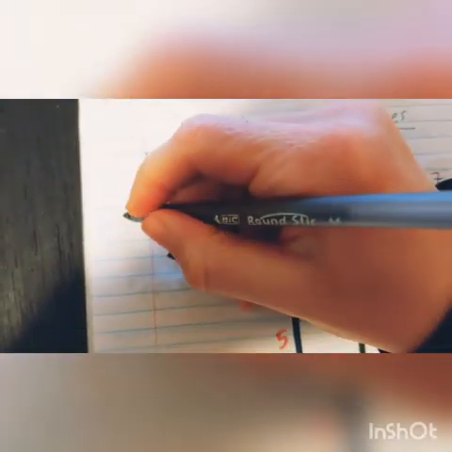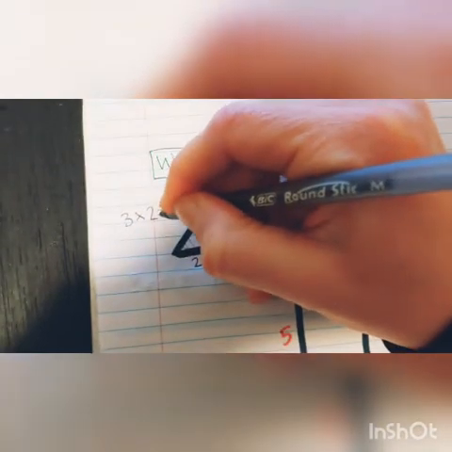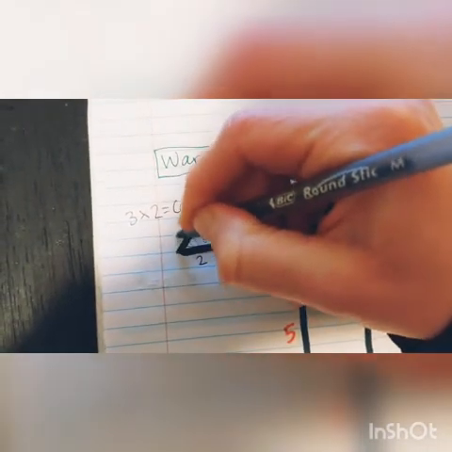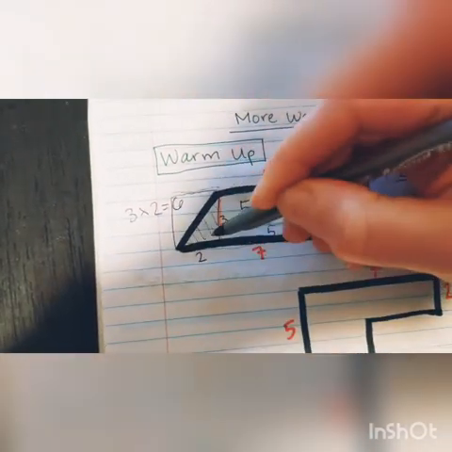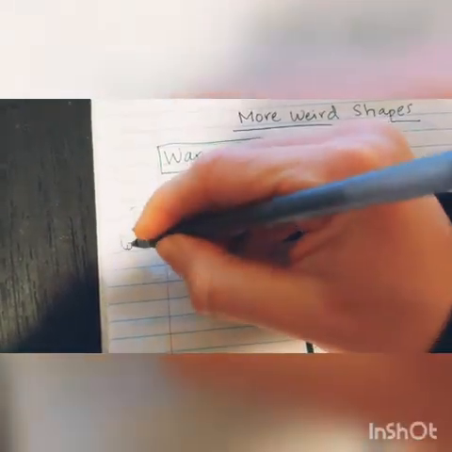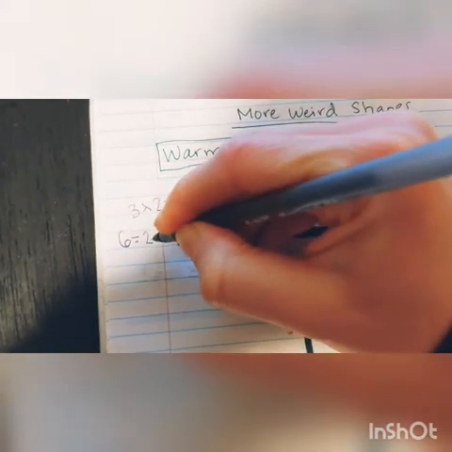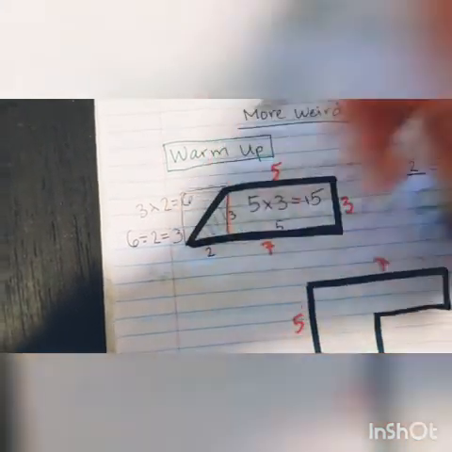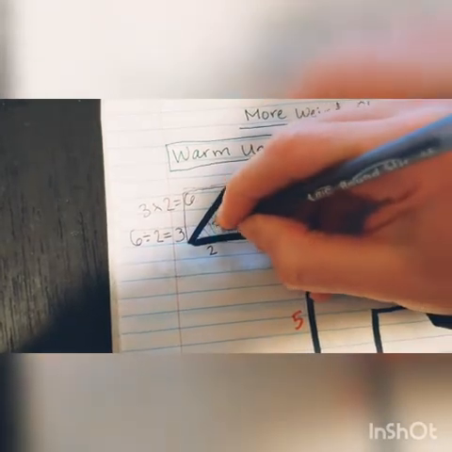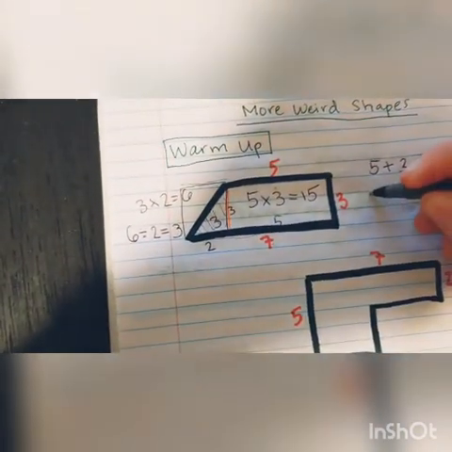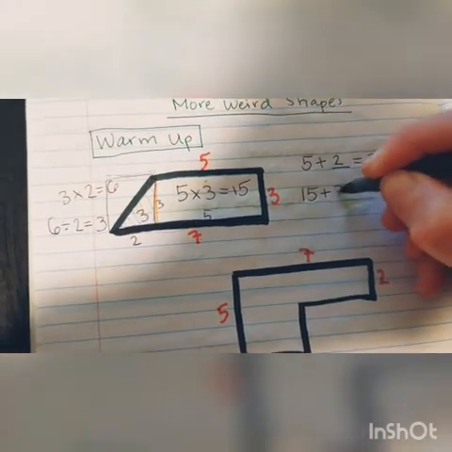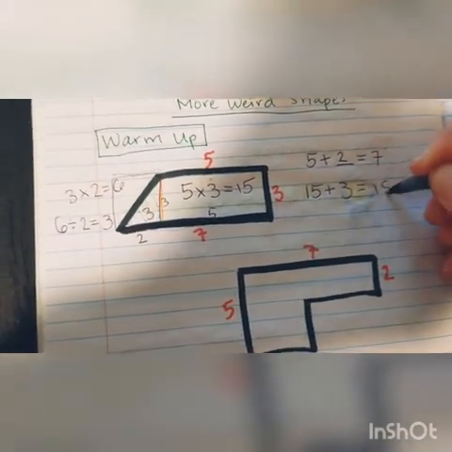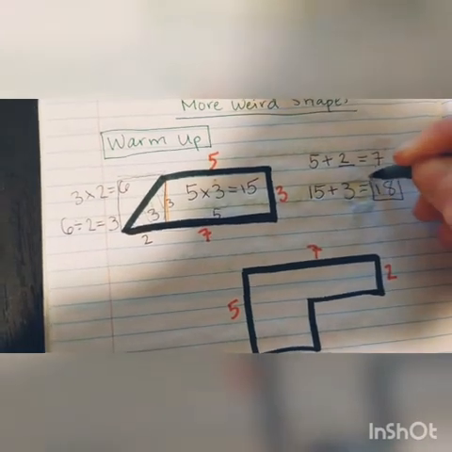To find the area of a triangle, I can do 3 times 2. Reminder that that really is telling me what the area of a rectangle would be. The triangle is half of that. So I'm going to do 6 divided by 2. So my triangle is 3. So to find the total area, I'm going to add those together. 15 plus 3 is 18 is my total area.